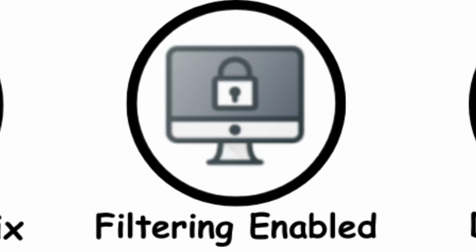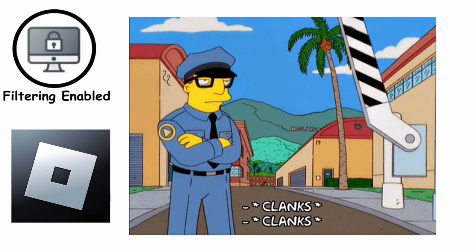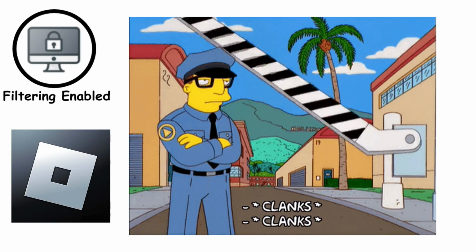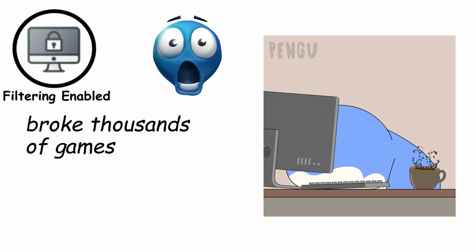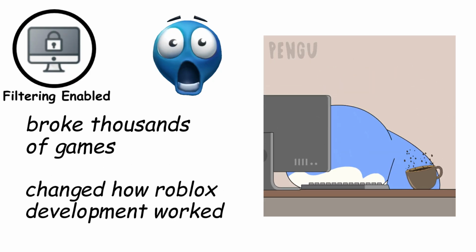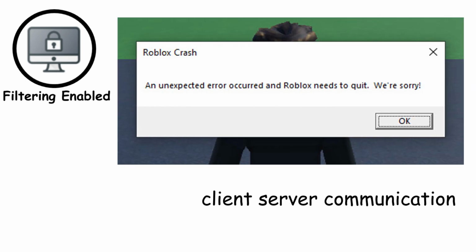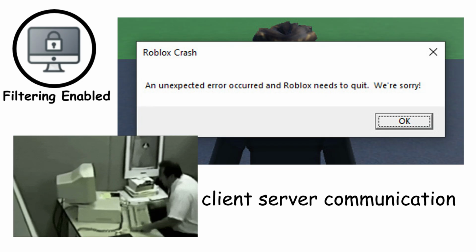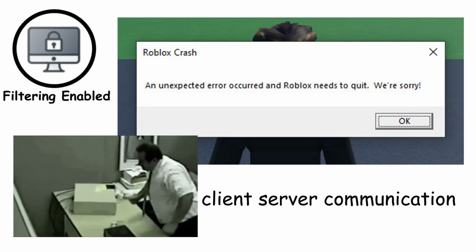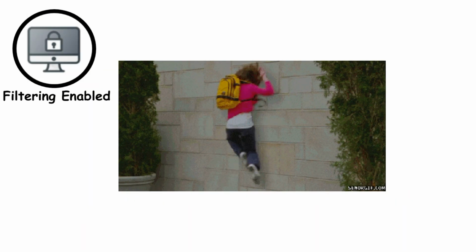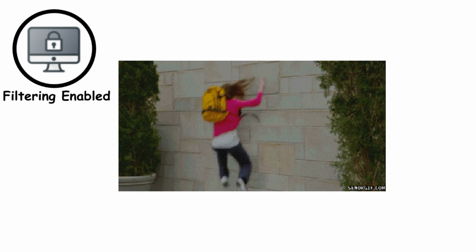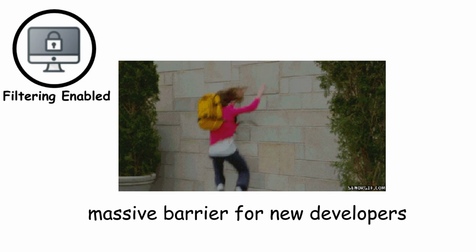Filtering enabled was supposed to improve server security by preventing exploiters from affecting other players directly. However, this update broke thousands of games and fundamentally changed how Roblox development worked. Games that relied on client-server communication suddenly stopped functioning, and many developers couldn't adapt their code to the new system. The technical complexity introduced by filtering enabled created a massive barrier for new developers.